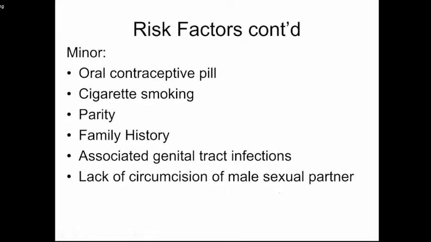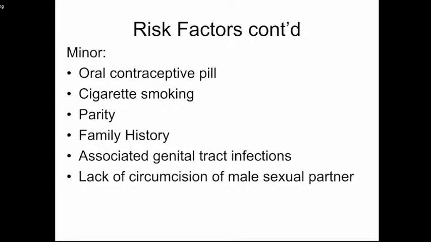Okay, minor risk factors include oral contraceptive pill, cigarette smoking, high parity, family history. High parity: often, when I look at the history of women whose material I'm looking at under the microscope, you'll see the parity is 8 children, 10, 12 children. So yeah, parity definitely is a risk factor.